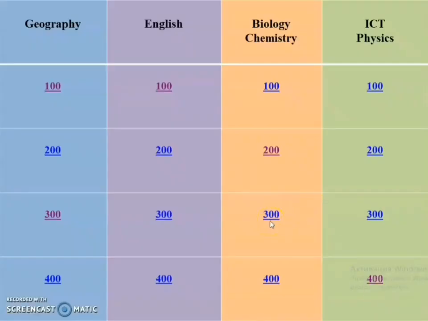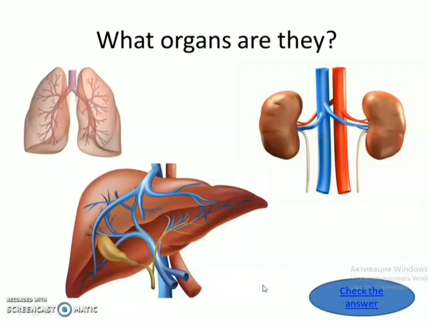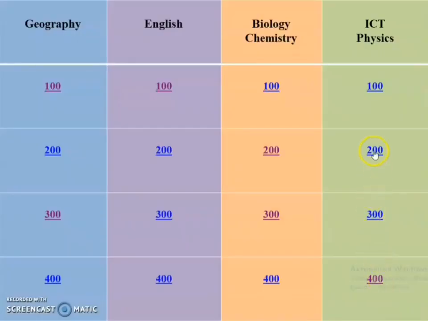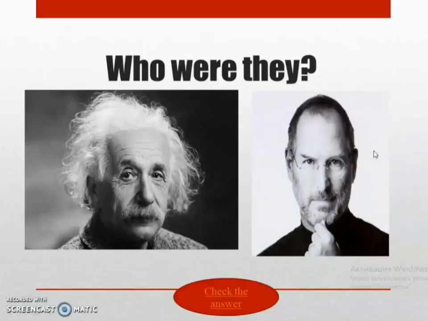Let's choose Biology Chemistry 300. What organs are they? Lungs, kidneys, liver. ICT Physics 200. Who were they?